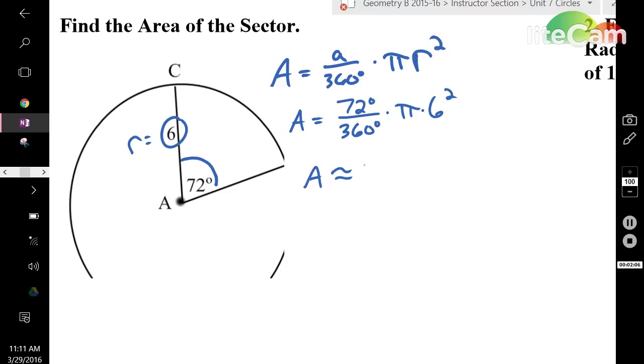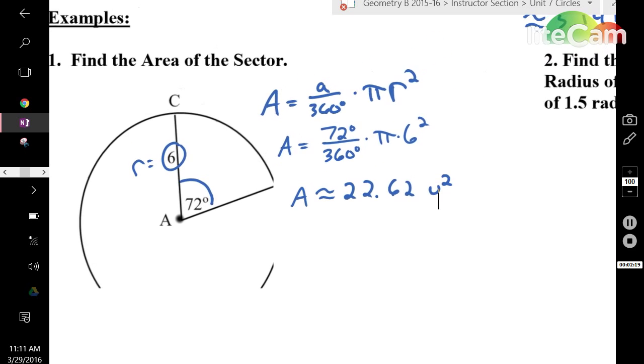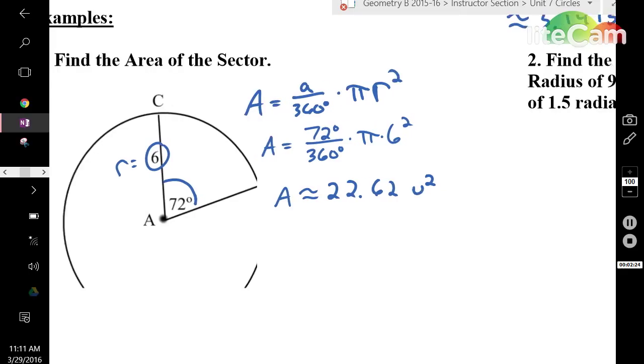And it's going to give you approximately 22.62 square units. So if it's feet in the radius, it's square feet, meters, square meters for area. Unlike arc length, which is one-dimensional distance, this is area, this is two dimensions, so it's a square unit.